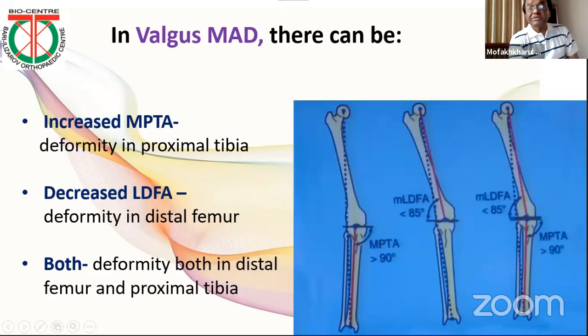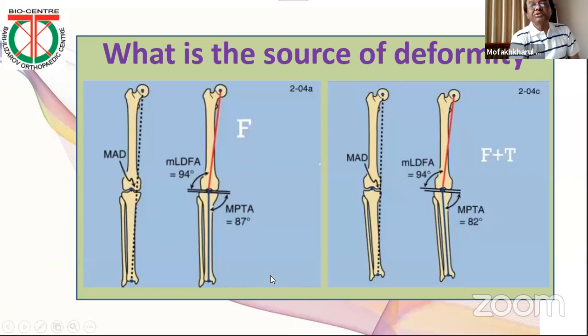Now in valgus, you can see here, MPTA. If you see the MPTA, this is 90. It is normally 87. This is 87. This is less than 85. So both distal femur and tibia, you can see the deformity. What is the source of deformity? Dear friends, now you can see the source: mechanical lateral distal femoral angle. Here is 94. This is 87. So the problem is here.